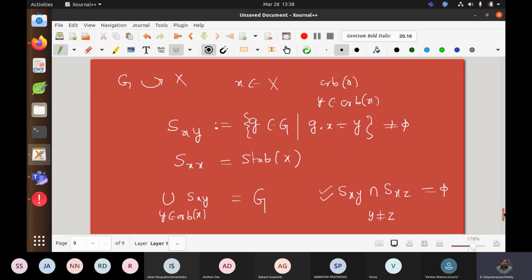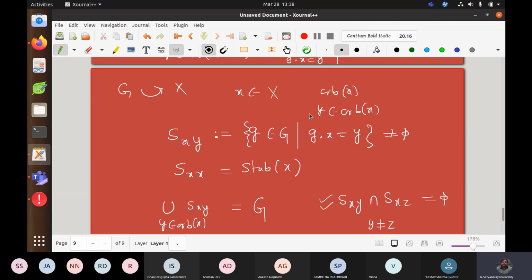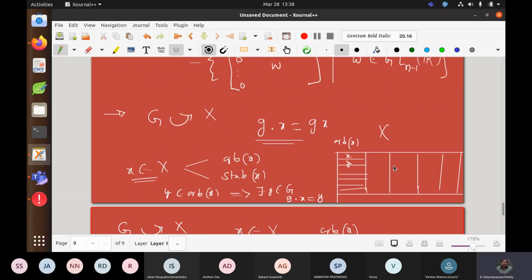The group action partitions X into orbits, and it is also partitioning G now. So what is that partition? Actually, I am not looking at other orbits; I am only taking this orbit. This guy is Sxx, all those G which are mapped to X. This guy is all those G which map to Y, and all those G which map to Z.